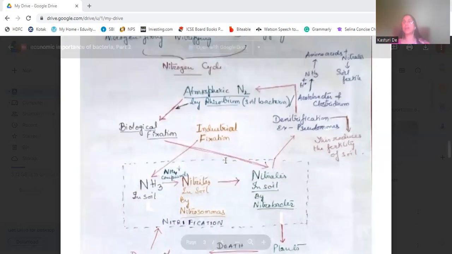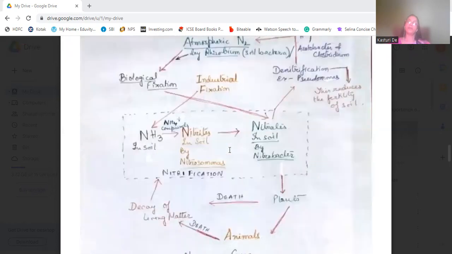Now, after these nitrates are formed, they are used by the soil. But there are certain bacteria which convert these nitrates into free nitrogen. For example, Pseudomonas bacteria convert nitrates to free nitrogen, and that is known as the process of denitrification. And this denitrification reduces the fertility of the soil.